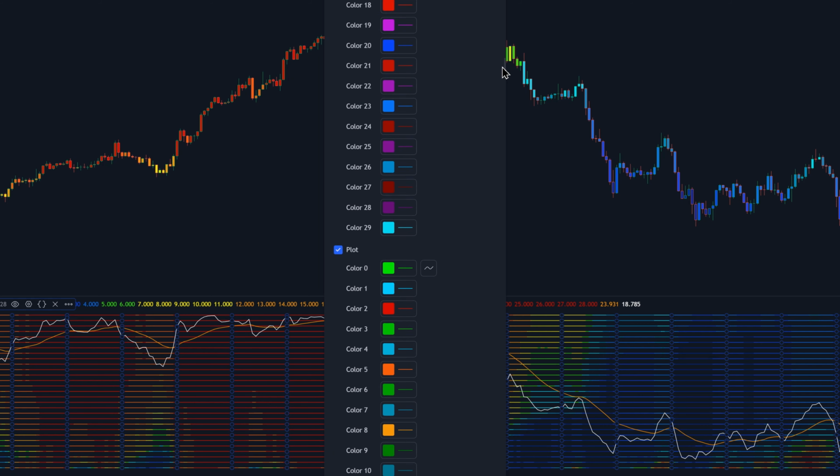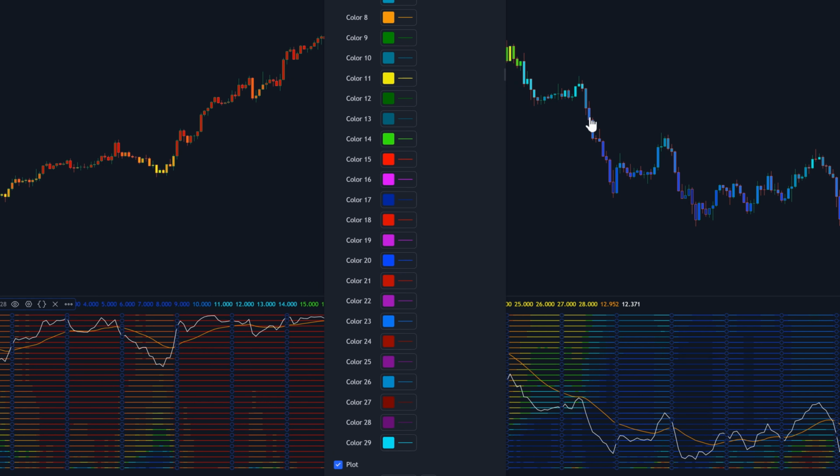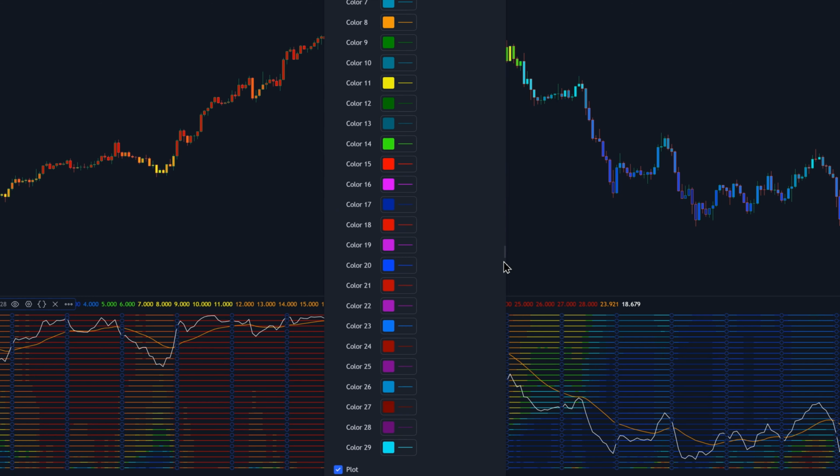Now, there is also an option to color the price candles based on the different oscillator values, providing a direct visual indication of momentum changes. There is an option in the settings to disable that if you don't need it. To find it, it's hidden somewhere down here.